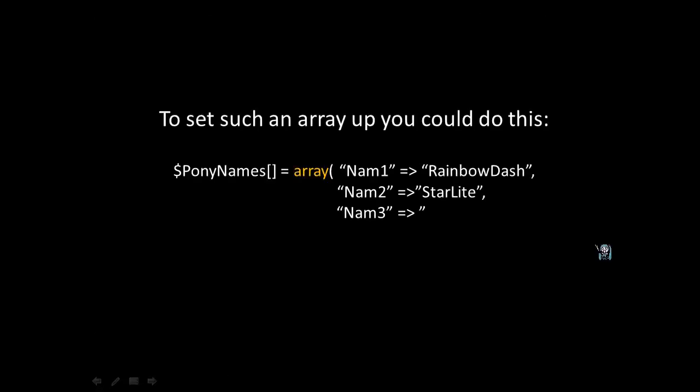To set such an array up, you could do this. Create the array with the square brackets, use the array method, but in this example, use string key values and pair them with the values stored in the array. Therefore, the elements will be identified by name1, name2, name3 instead of 0, 1, 2.